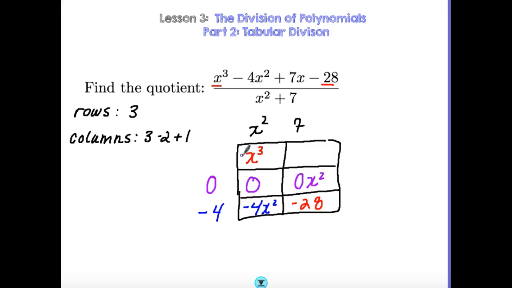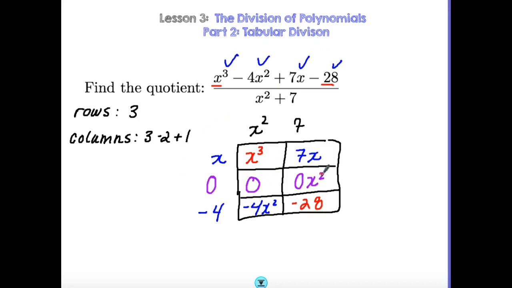Okay, we know here x squared times what gives me x cubed. Okay, so this is just x, right? X squared times x is x cubed. That means this 7 times x gives me 7x. Okay, so we have the x cubed, we have the 7x, we have the minus 4x squared, and we have the minus 28.